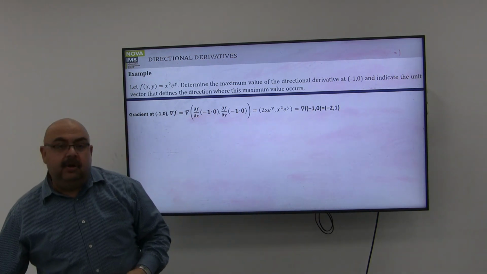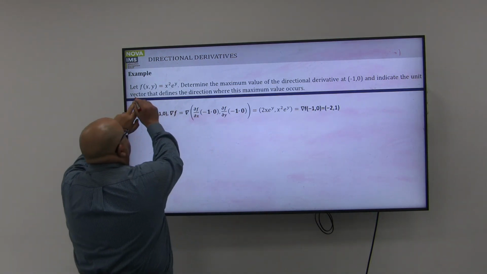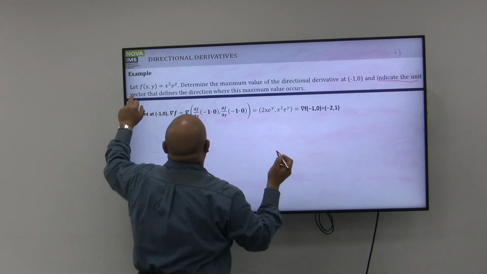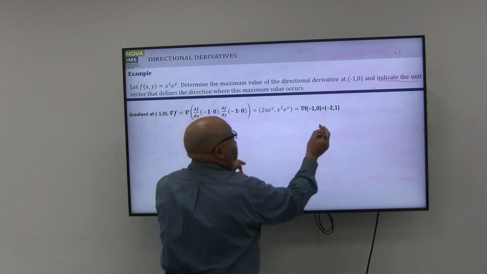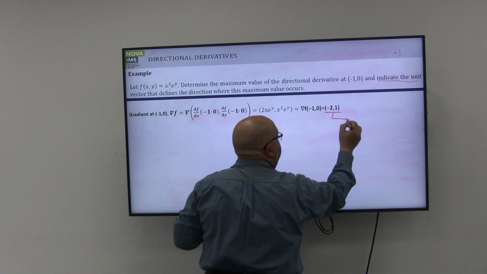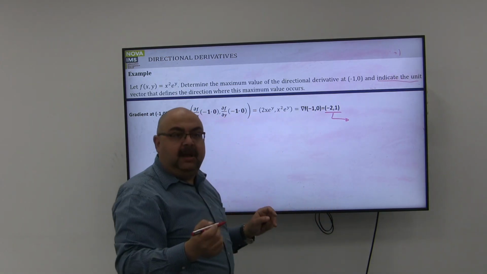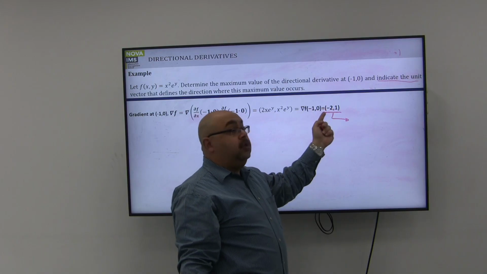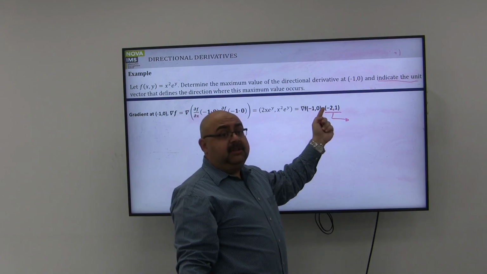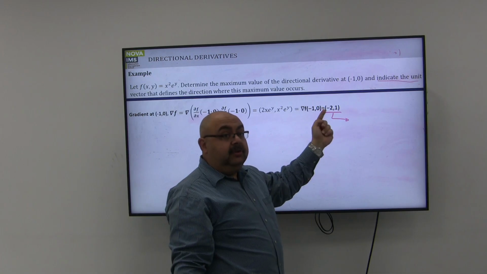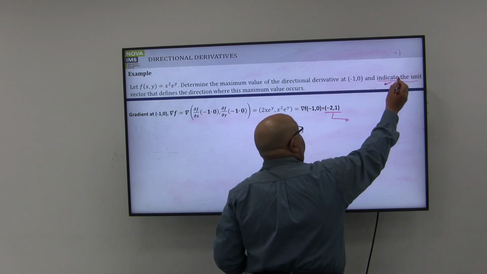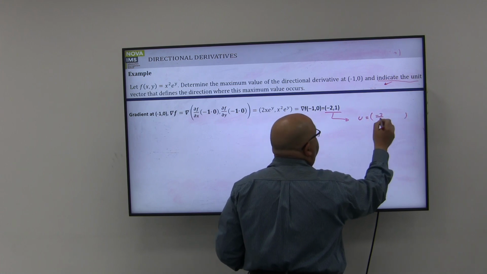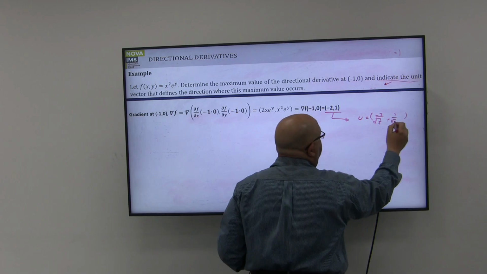So the answer for this question: indicate the unit vector that defines the direction where the maximum occurs. That's the vector; it remains to normalize it. The norm of this vector is the first component squared, 4, plus 1, which is 5, so root 5. This is not a unit vector. To put it as a unit vector, u is going to be (-2 over root 5, 1 over root 5).